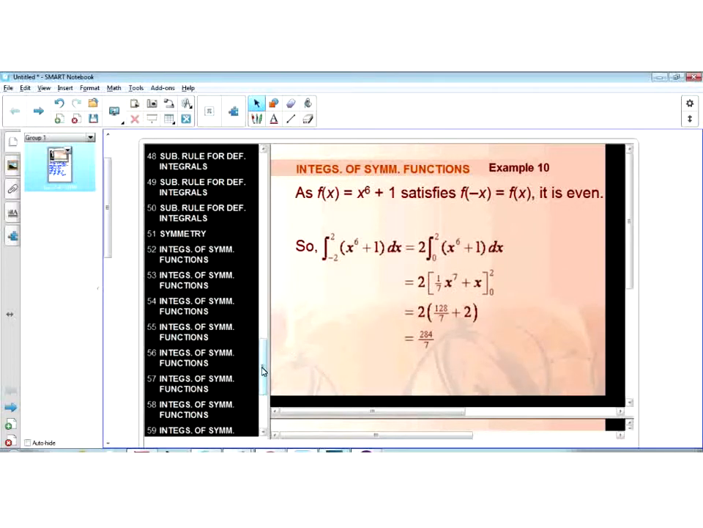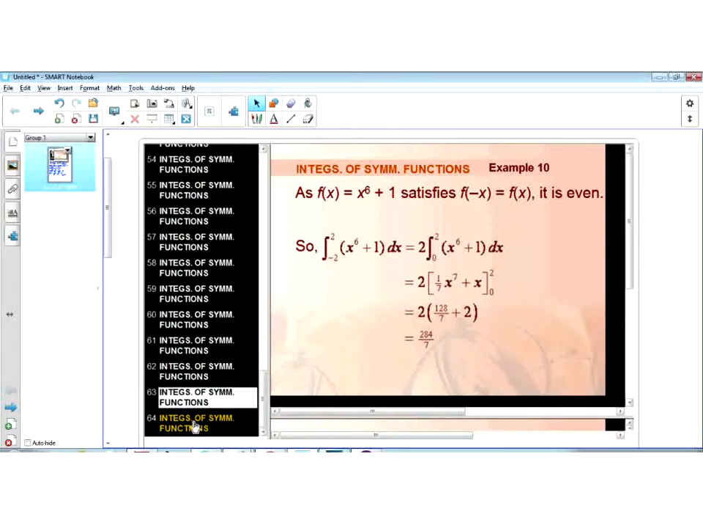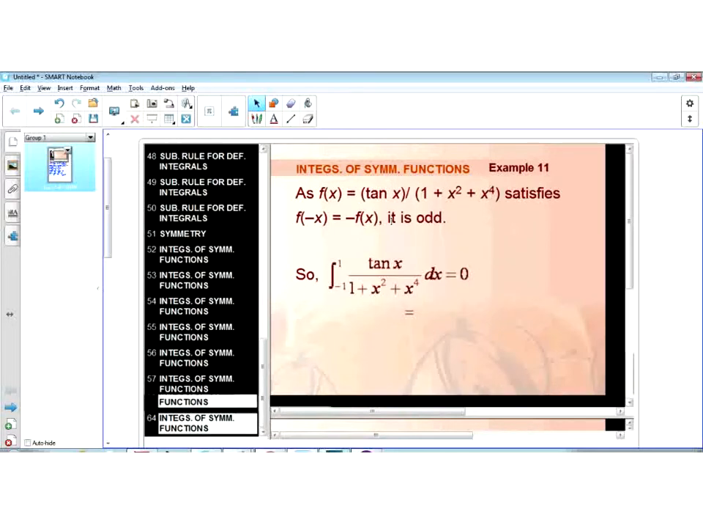So symmetric functions, okay? And then I think the last case will be an odd function. So yeah, consider tan x over 1 plus x squared plus x to the 4th. So clearly, tan is an odd function. An odd function over an even function is an odd function. And so if we integrate this odd function over a symmetric interval, then of course the result is 0. So no need to compute an antiderivative here. All right, so this concludes Chapter 5.